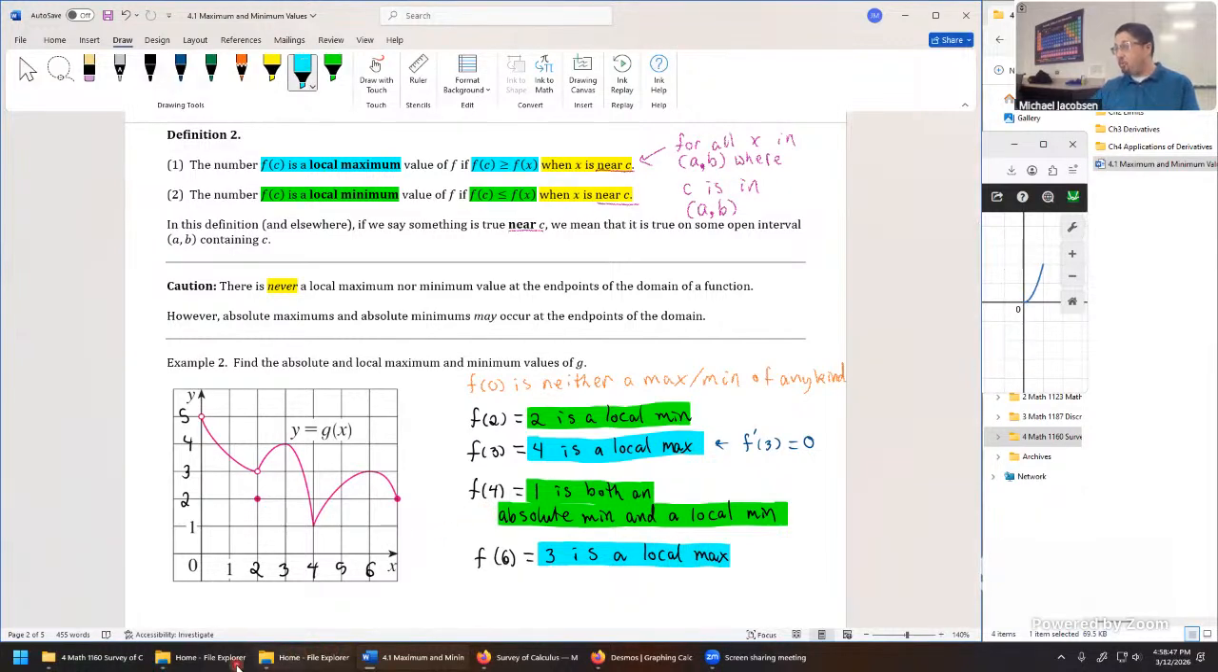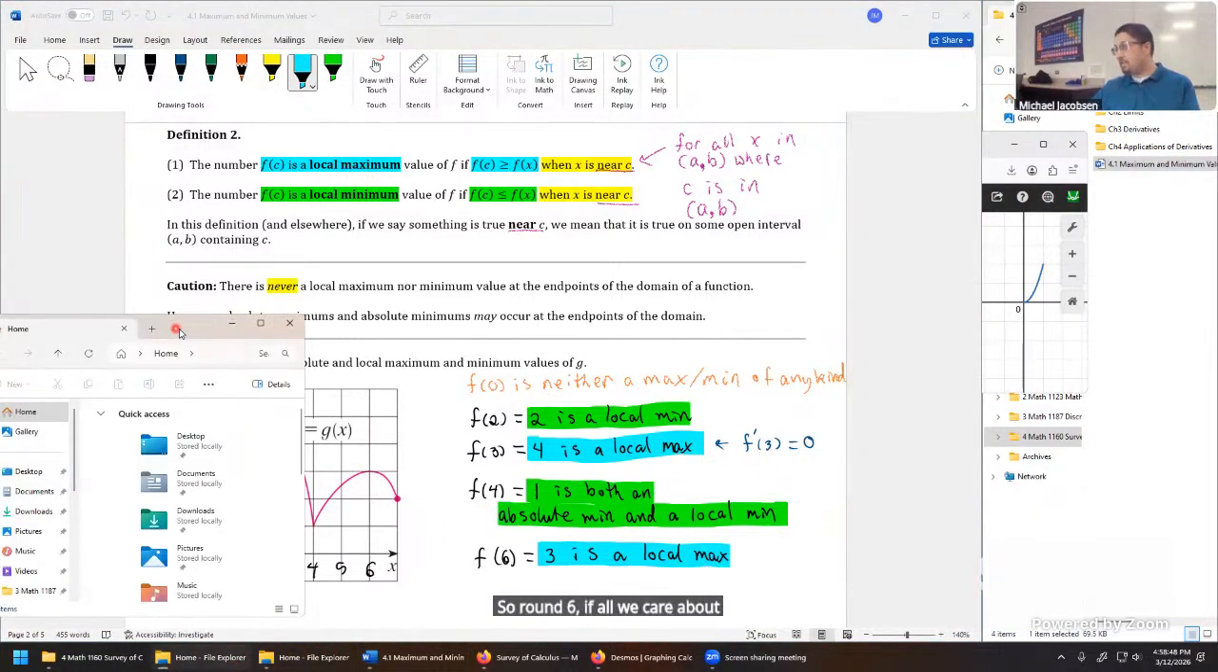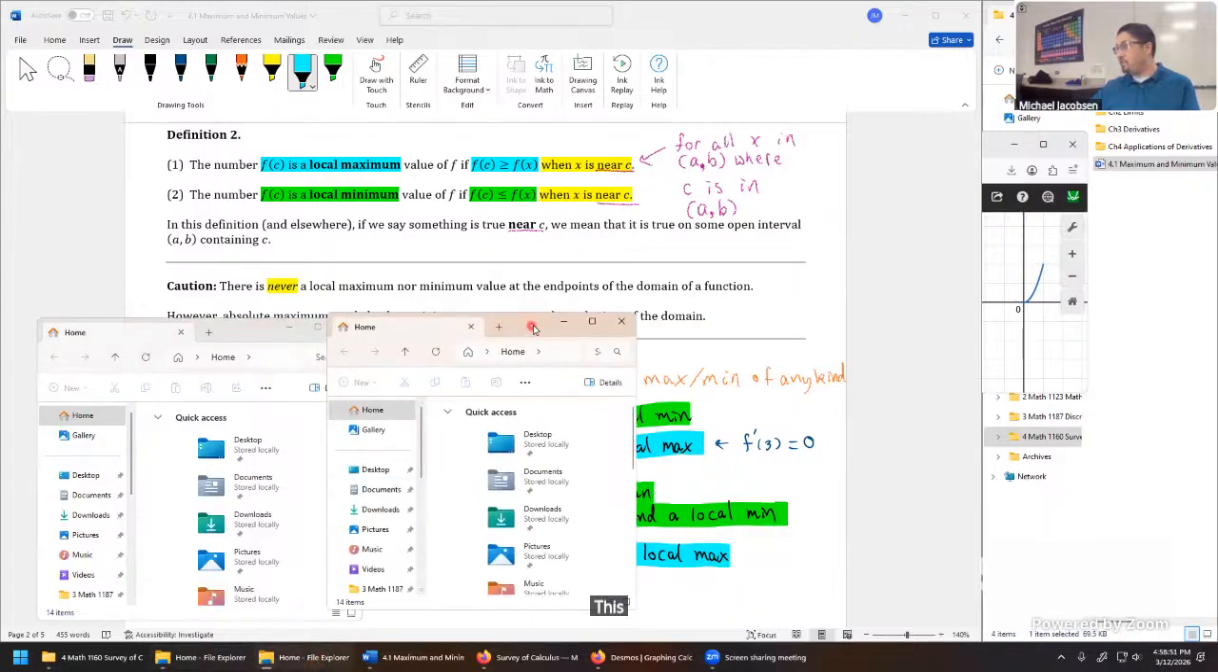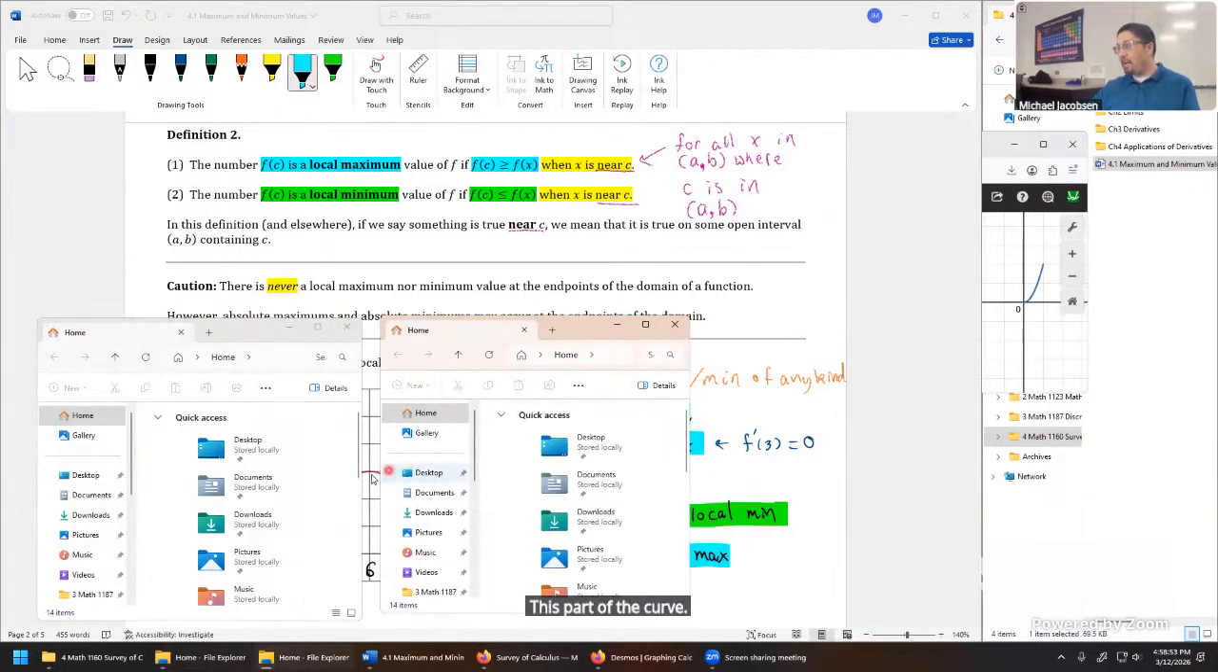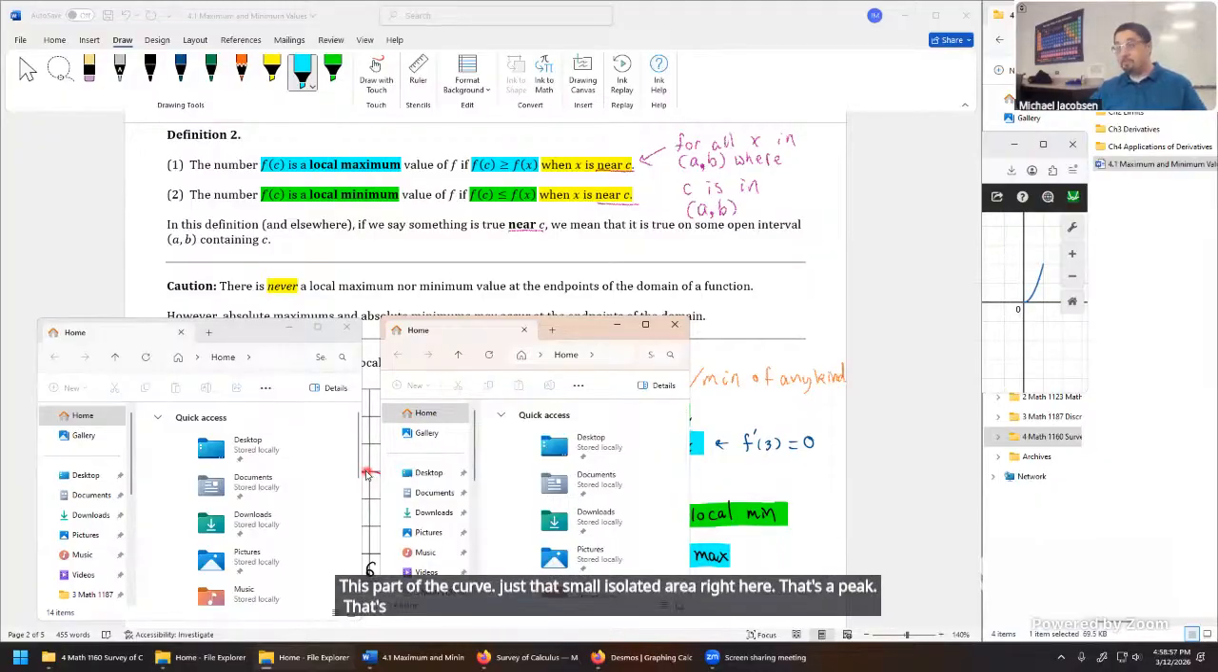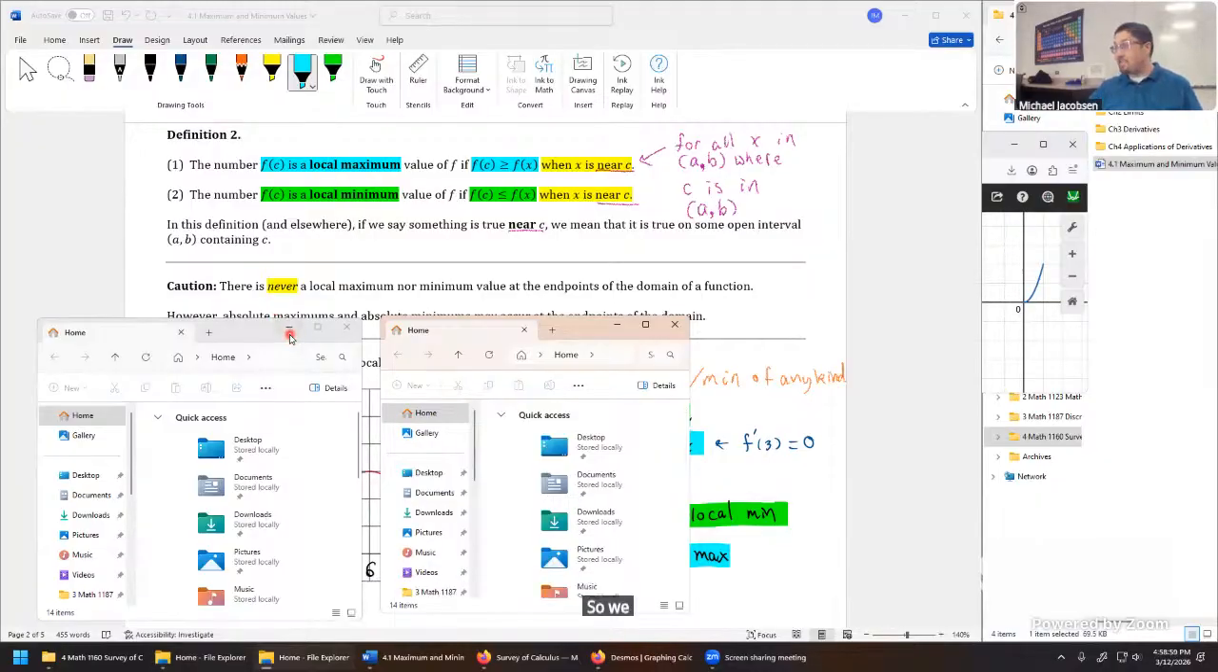So around 6, if all we care about is this part of the curve, just that small isolated area right here, that's a peak, that's the highest point. So we call it a local maximum in that sense.